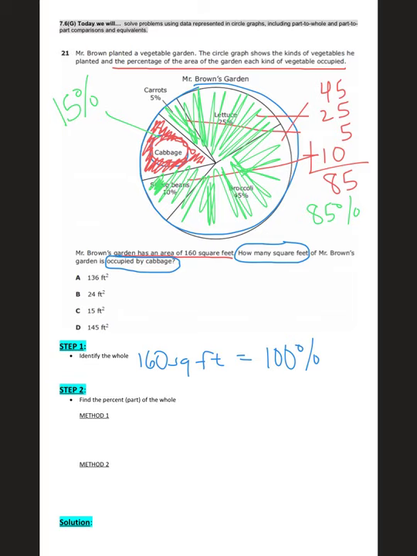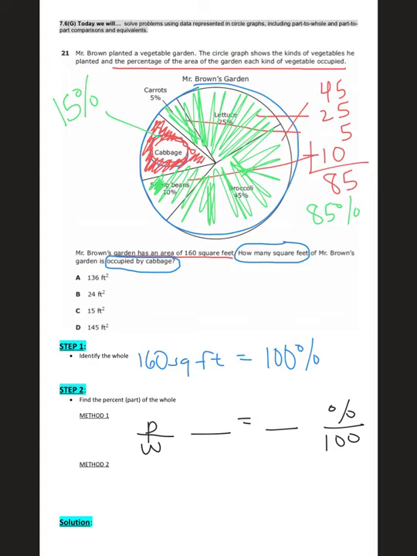So there's two ways that we can do this. Now that we know that cabbage represents 15% of Mr. Brown's garden, we can use the percent proportion, right? When we would do this in class, we'd call it 4 lines and an equal sign. And then our first ones are for labels, part to whole. Our last ones are for labels, percent over 100.